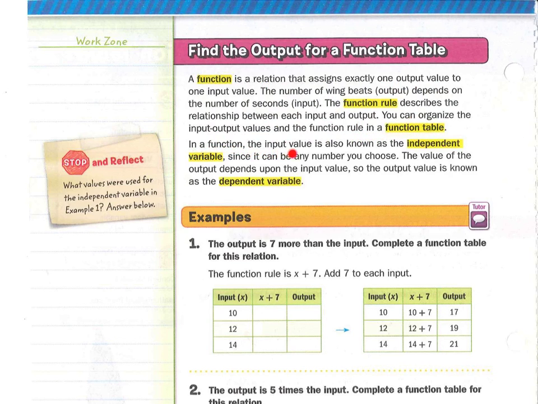In a function, the input value is also known as the independent variable, since it can be any number that you choose. The value of the output depends upon the input, so the output value is known as the dependent variable. What that really means is that your input, which is your x, is the independent variable, and the output, which is your y, is the dependent variable. Okay?